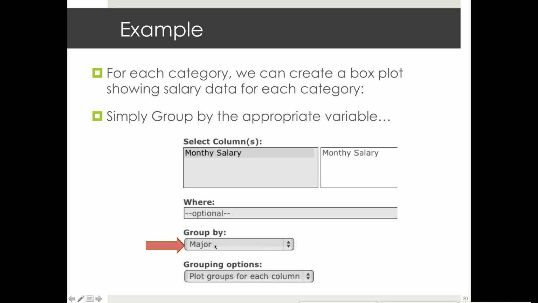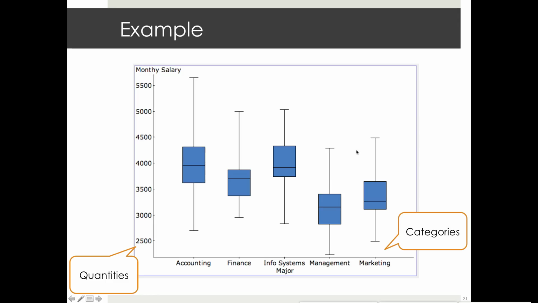And what this does is it creates a separate box plot for each major. So that's what the group by major selection does right here. So every single major will have its own box plot, and every box plot will tell you about the monthly salary of that particular major. When we do this, we get the following. We get 5 box plots corresponding to the 5 possible values or categories that are associated with the major variable. Here are the 5 possible categories.